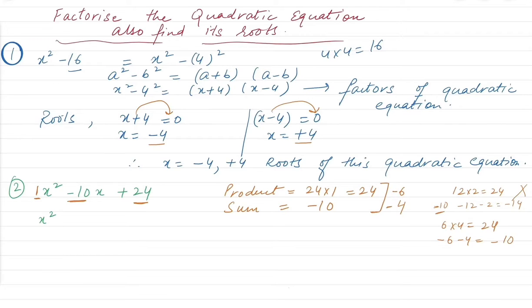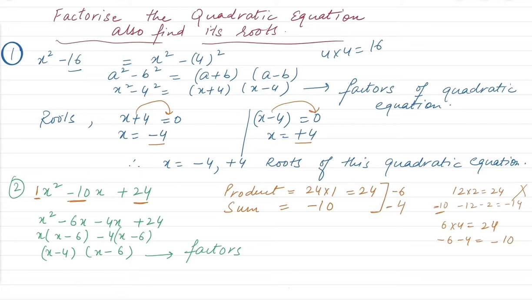Now we need to use these values. x square minus 6x minus 4x plus 24. Basically we break minus 10x into two terms. Now take x common from the first two terms, leaving x minus 6, and take 4 common from the last two terms, leaving x minus 6. Now the answer is x minus 4 and x minus 6. So these are the factors of this quadratic equation.